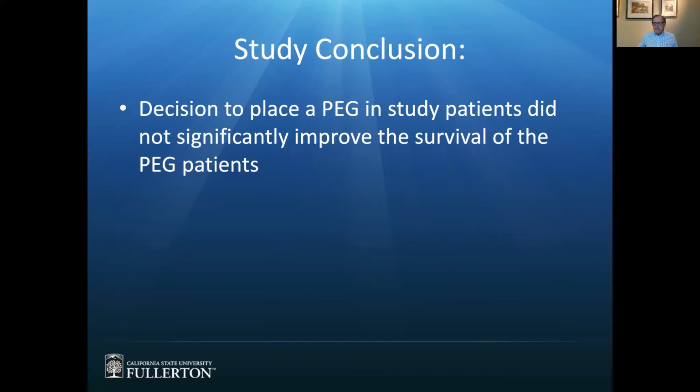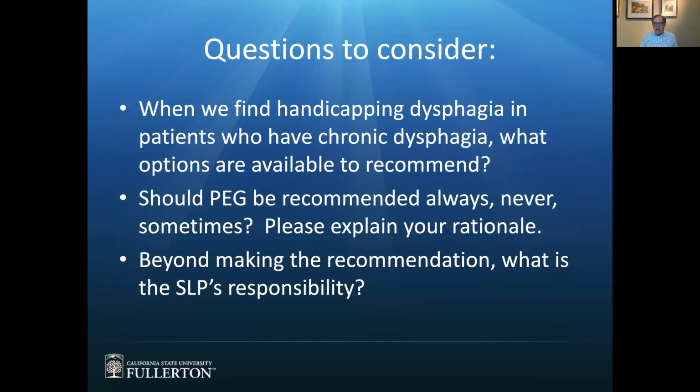So of course we want to discuss that in detail when we get together, but there you have most of the lecture, and here's some things I want you to consider before we discuss. When we find a handicapping dysphagia in patients who have chronic dysphagia with aspiration, what options are available to recommend? We want to talk about how we as clinicians use the knowledge we got from this study and studies like it, although they're not that many, and how does that play into how we make recommendations?